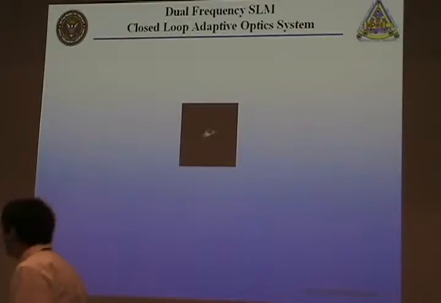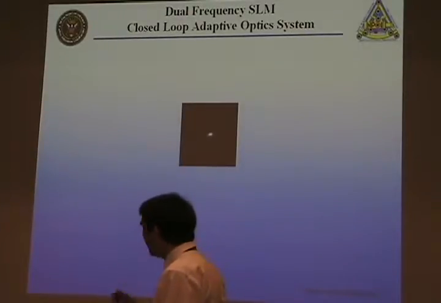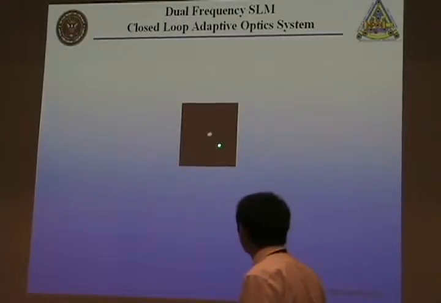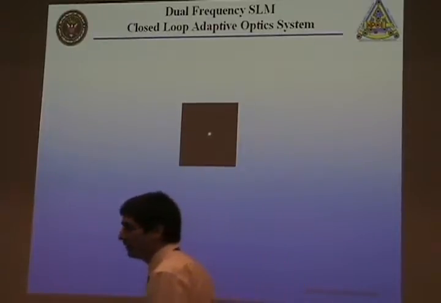And this is actually some data from inside the lab where we're aberrating a beam and finding the correction. This was using a dual frequency spatial light modulator. Right now the loop's closed, and then you can see when it's not closed, and you can see the correction that you get with the device.